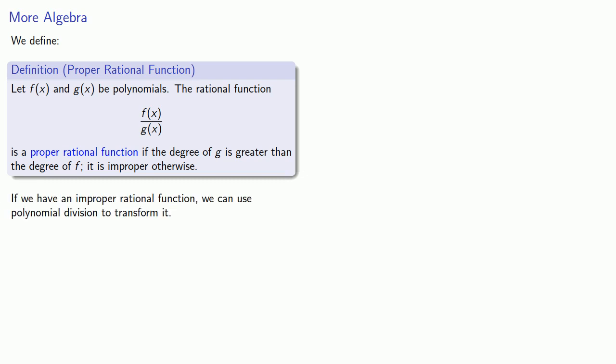And one useful idea is that if we do have an improper rational function, we can use polynomial division to transform it into a polynomial plus a proper rational function. This leads to the following.